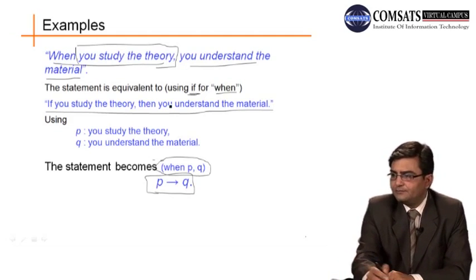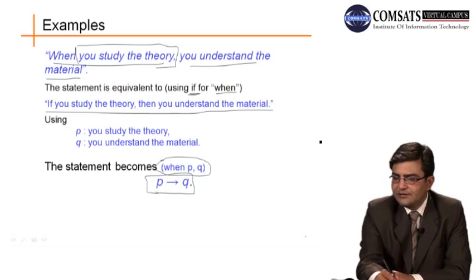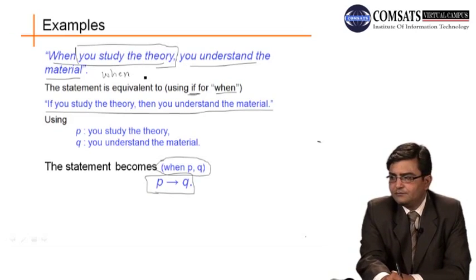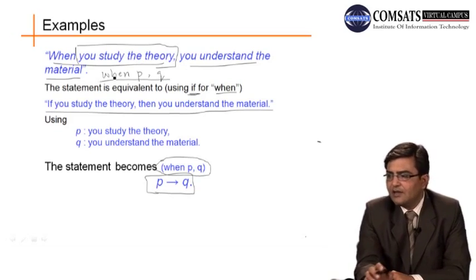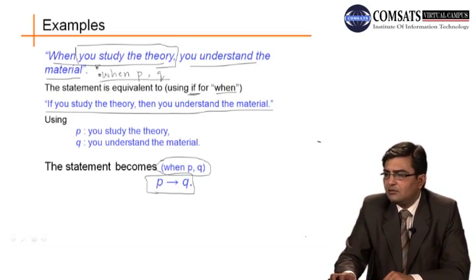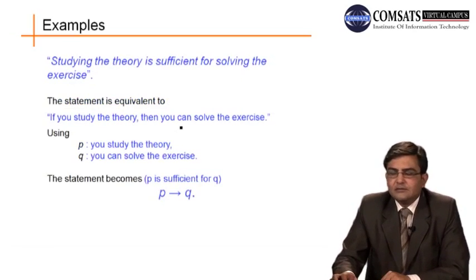So a statement like this, which is when P comma Q, is also a conditional statement, where when is used in place of if, and comma Q means then Q. So we have conditional statements of this form also, which can be rewritten in the form if P then Q, or P implies Q. Another example: studying the theory is sufficient for solving the exercise.